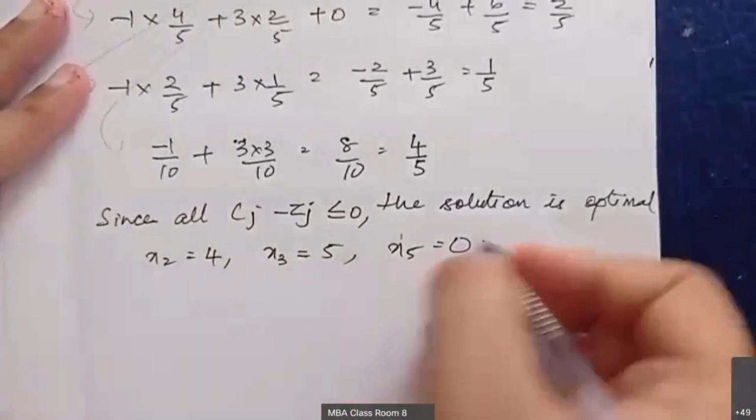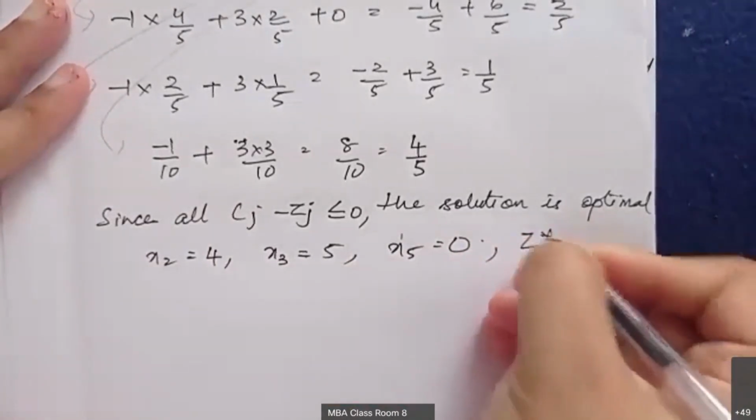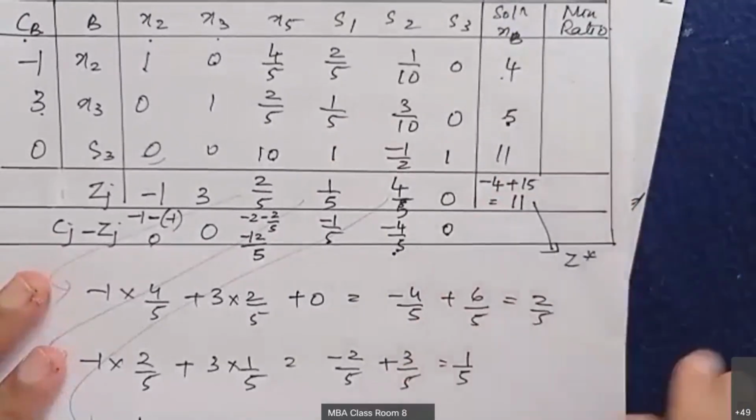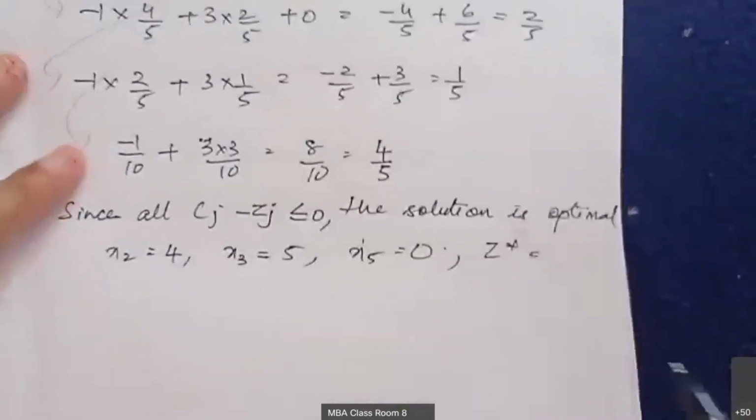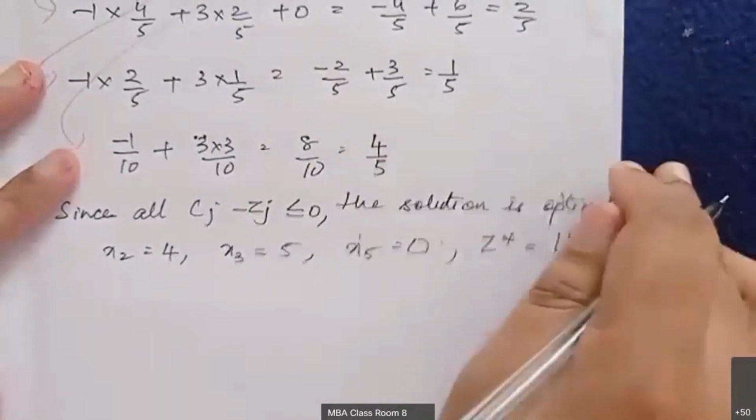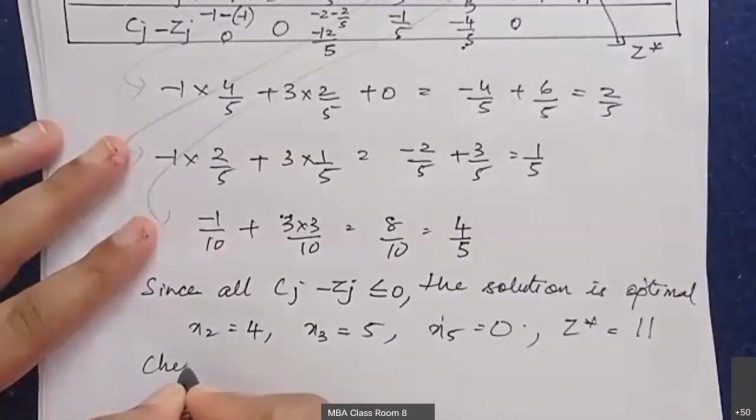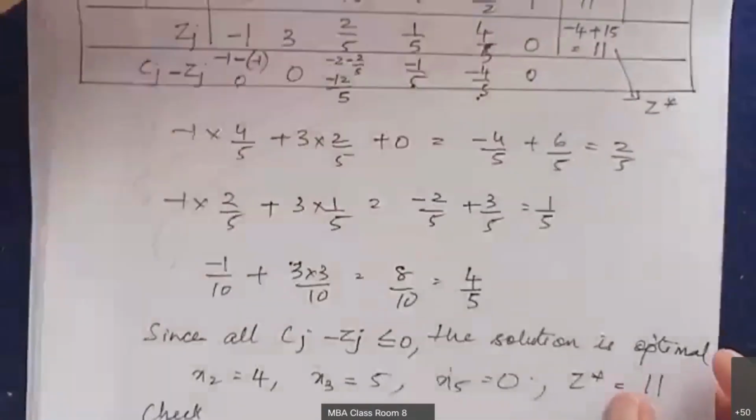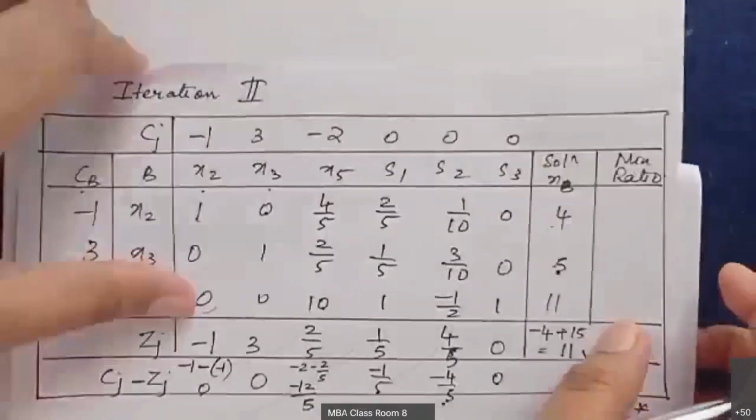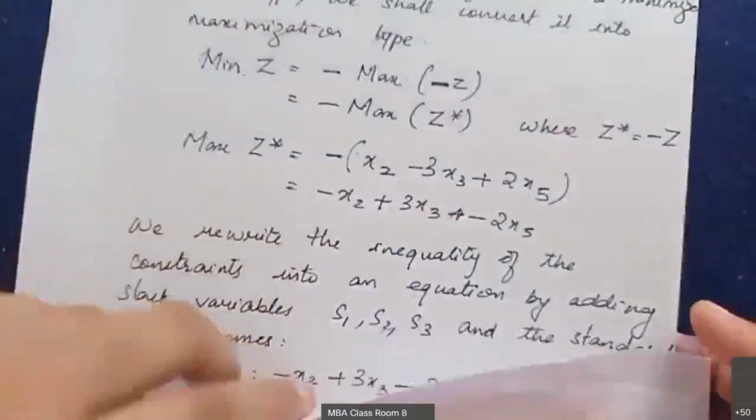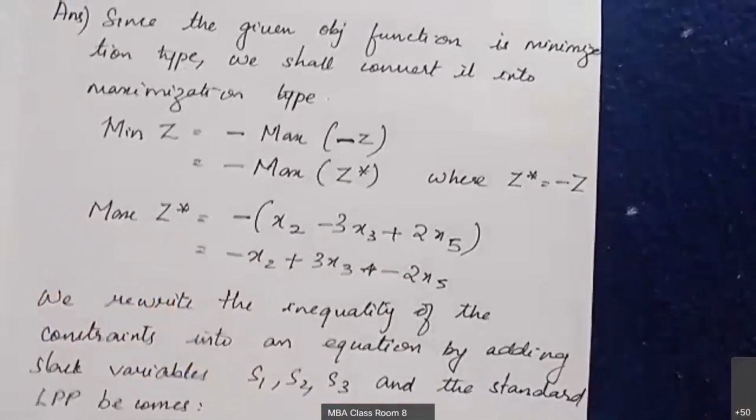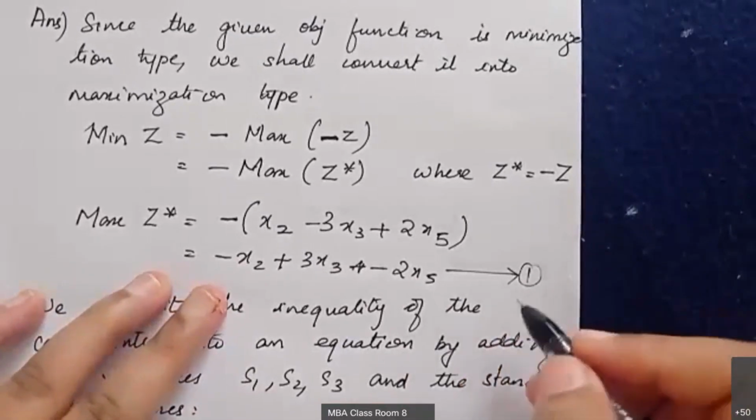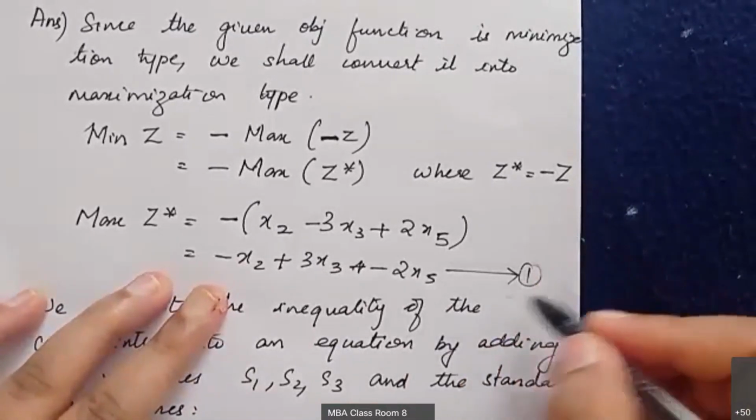Now, our Z star value from the table is 11. Okay, now we need to check the answer, right? How do we check the answer? In our initial objective function, substitute these values there. What is our initial objective function? I'm taking this as equation number 1. So substitute all these values in our initial objective function.